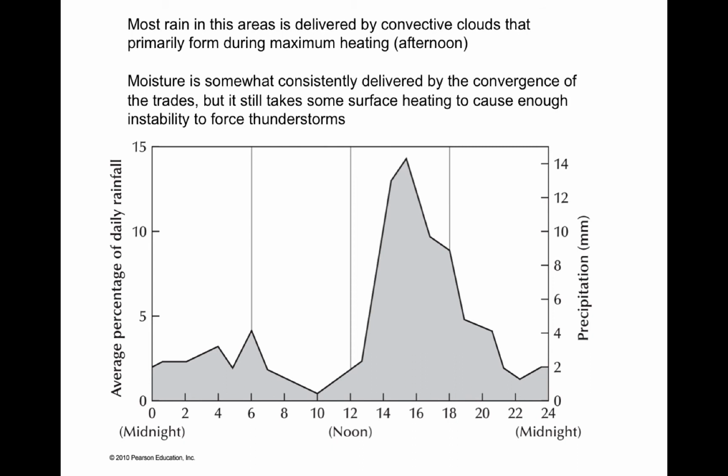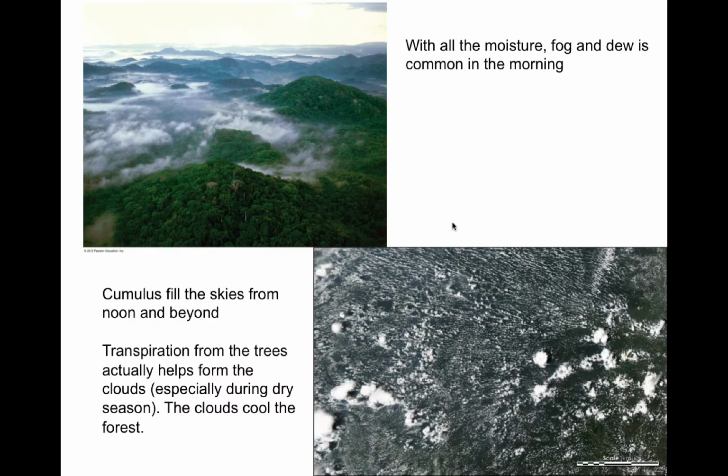After noon, you typically will have a bout of thunderstorms that may last as much as 5 or 6 or even more hours. So not unlike what happens in Boulder or Denver during kind of July and August, but on a grander scale with much more moisture and heavier thunderstorms. With all the moisture, fog and dew is pretty common in the morning, at the top of the canopy, within the canopy, etc. Cumulus fill the skies from noon and beyond. This is a cumulus cloud bank looking from a satellite.